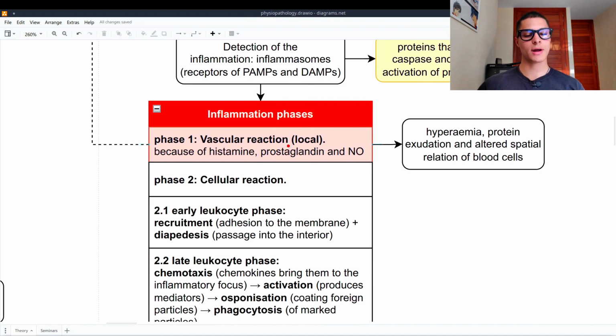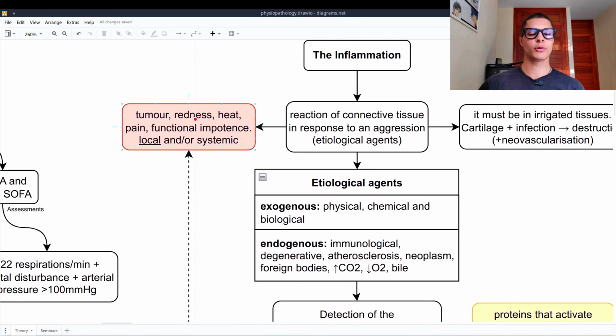Then inflammation has phases. Phase 1 is the vascular reaction, which is local. And it is done because of histamine, prostaglandin, and nitric oxide. Causes hyperemia, protein exudation, and altered spatial relation of blood cells. This is indeed tumor, redness, heat, pain, and functional impotence.